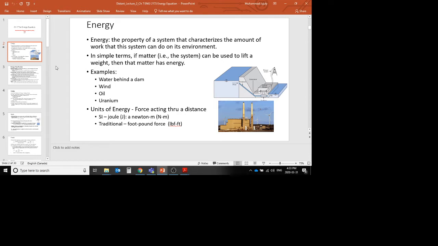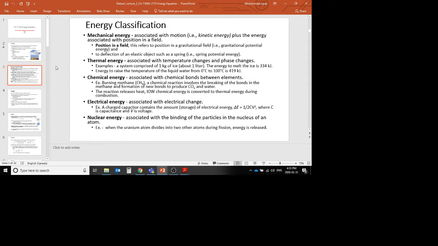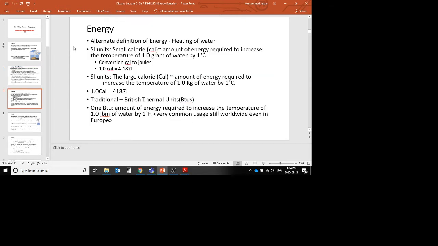So we know energy. What is energy, what is the definition of energy, and the classification of energy? This is important. What are the classifications? Mechanical energy, thermal energy, chemical energy, electrical and nuclear energy. These are the different types of energy we have. And here, what are the units of energy?